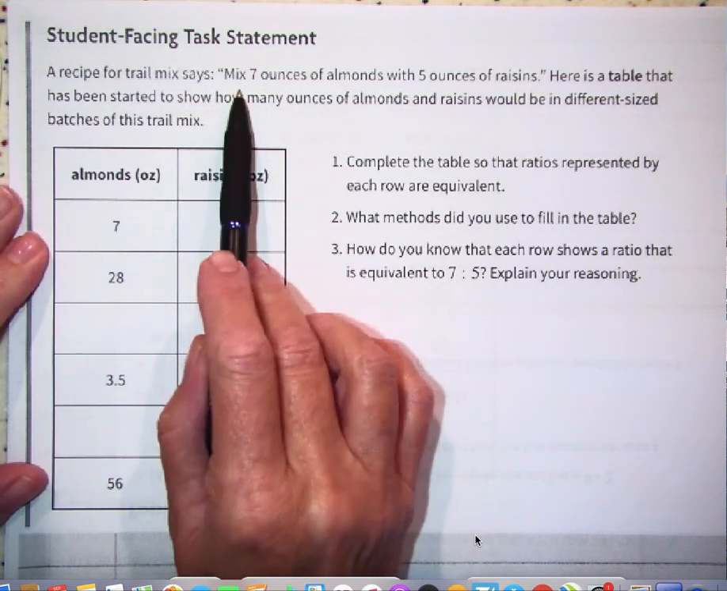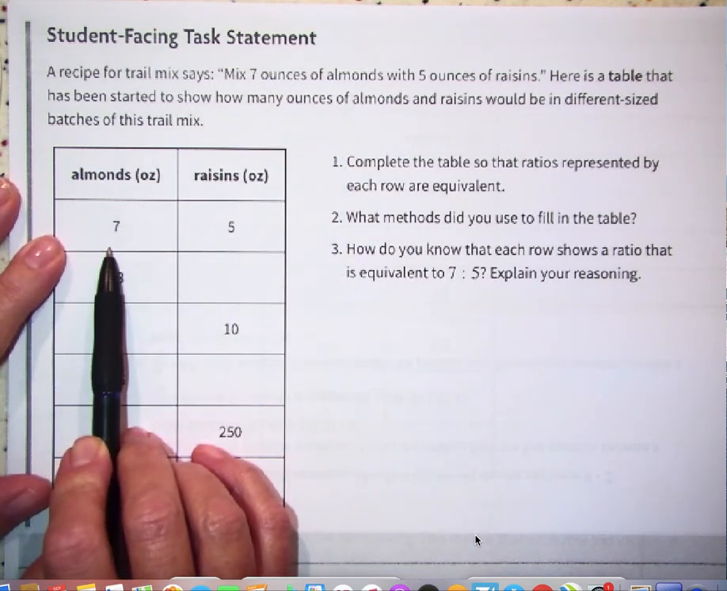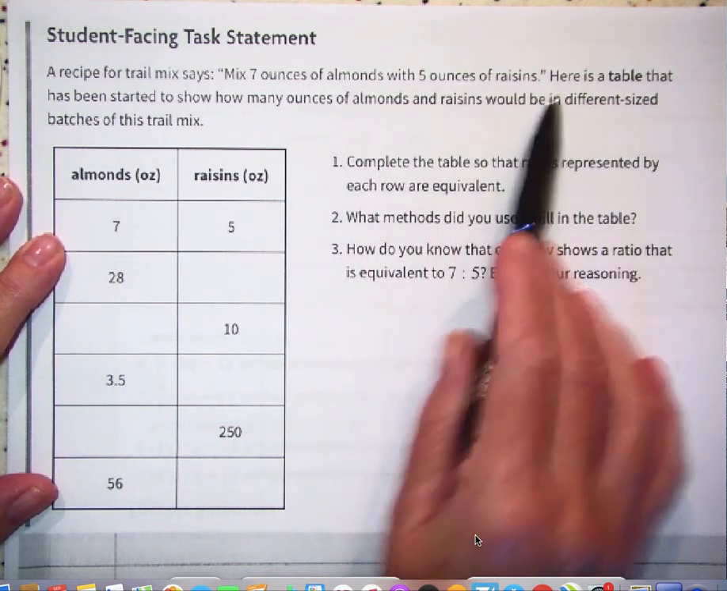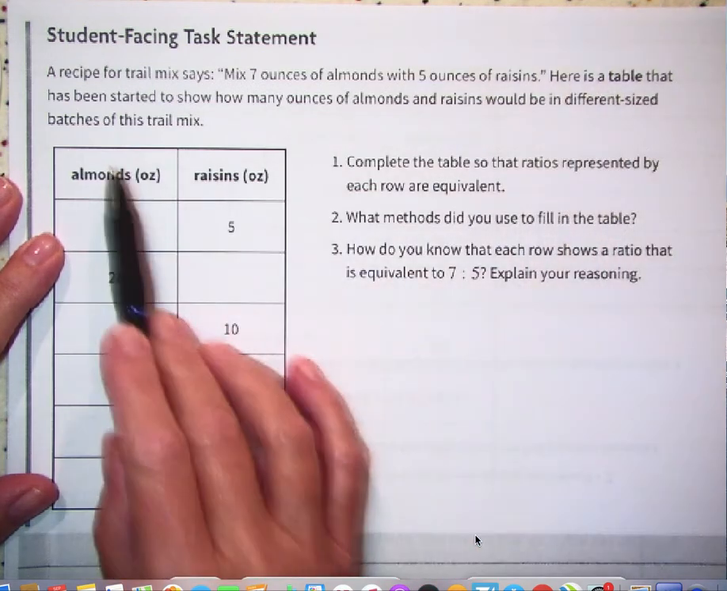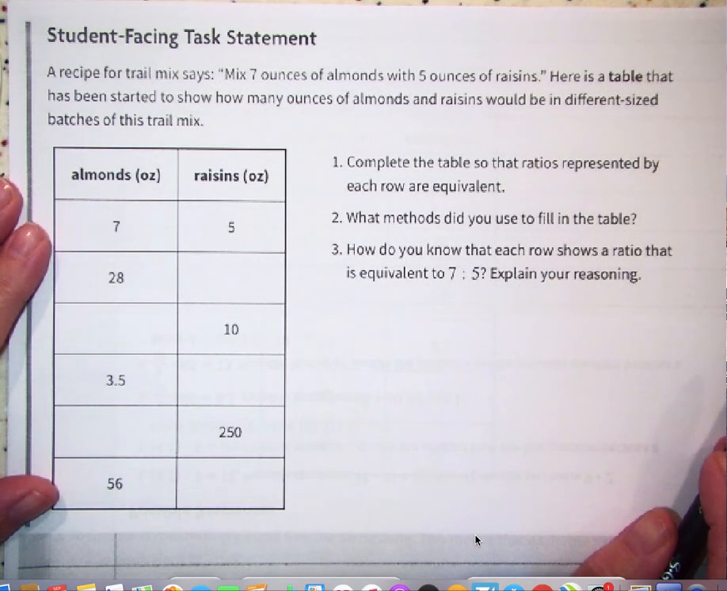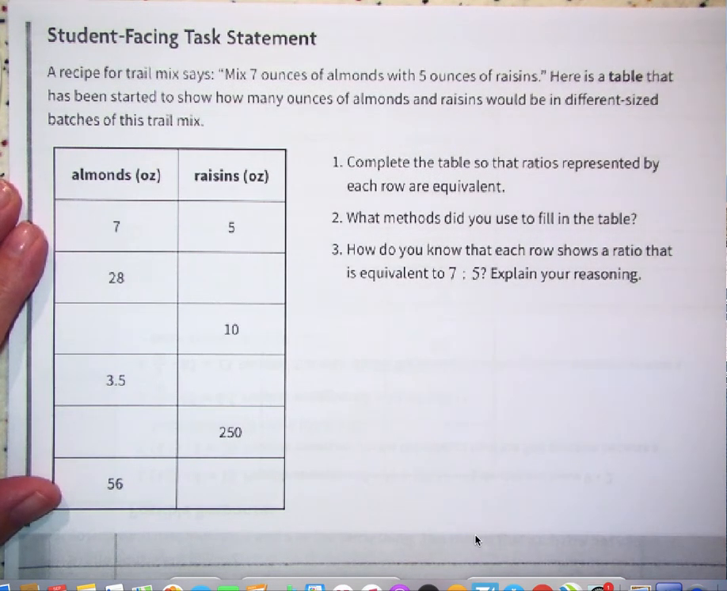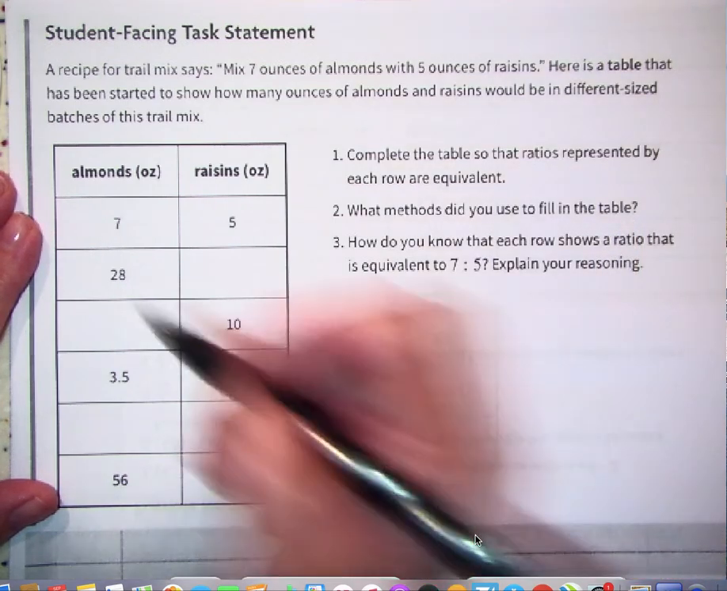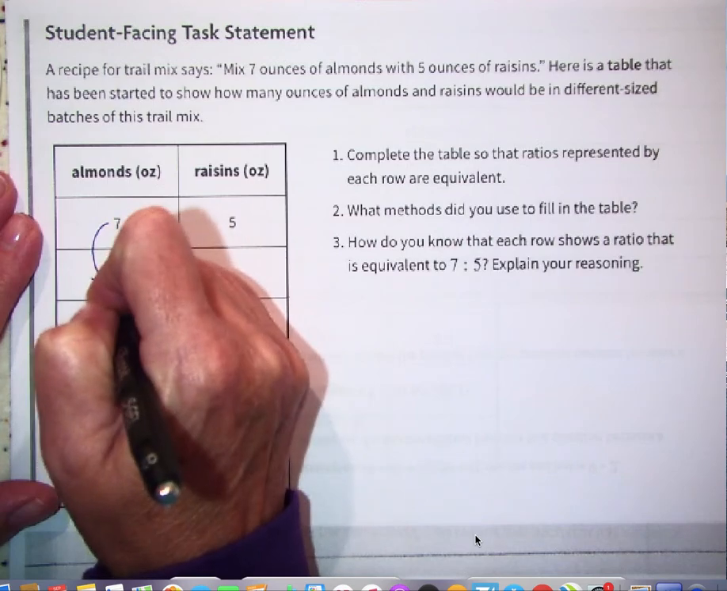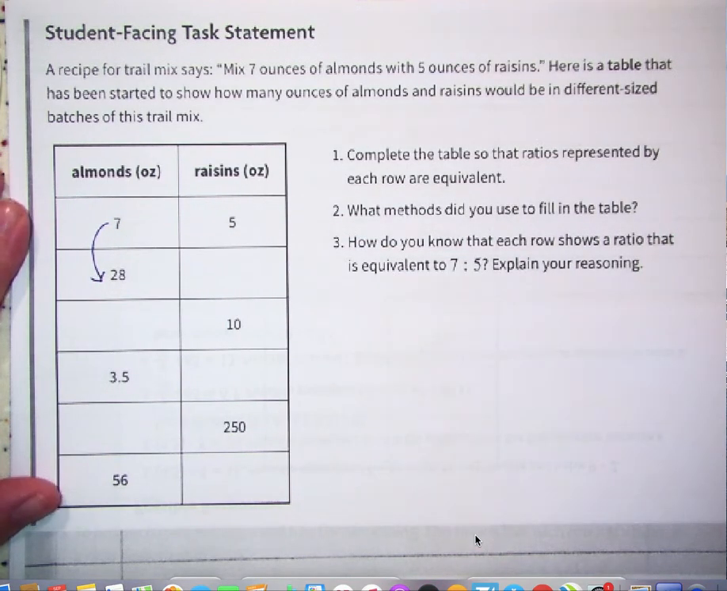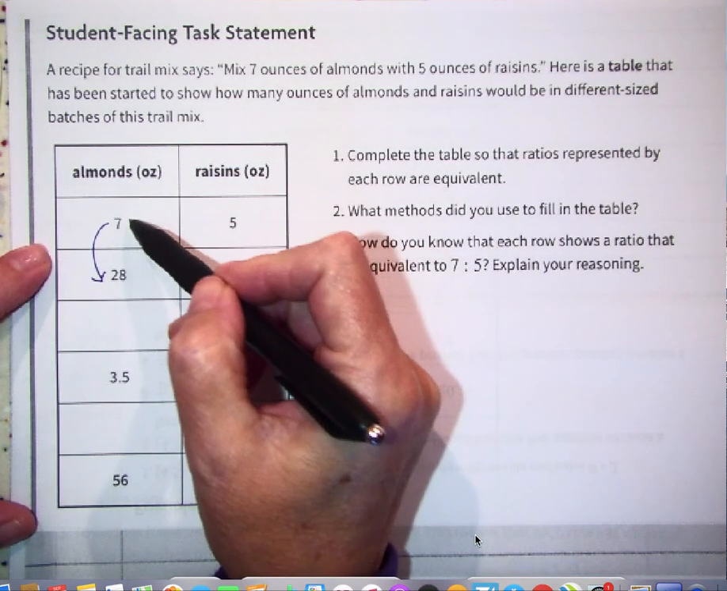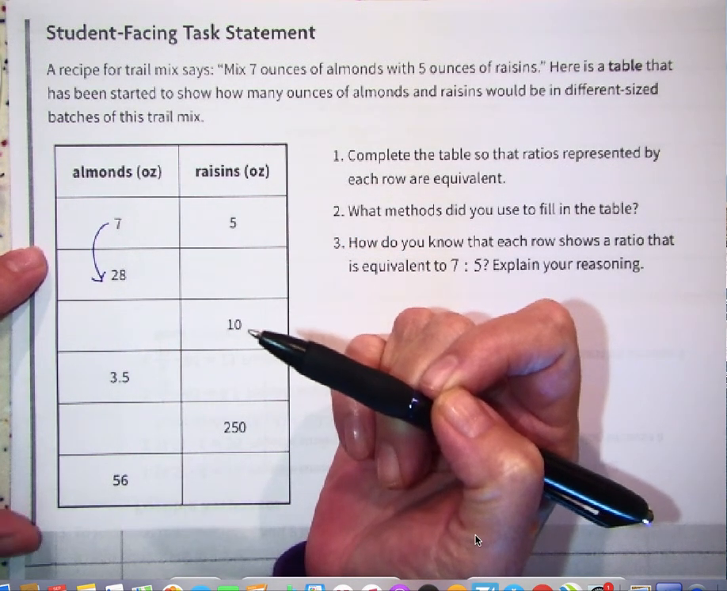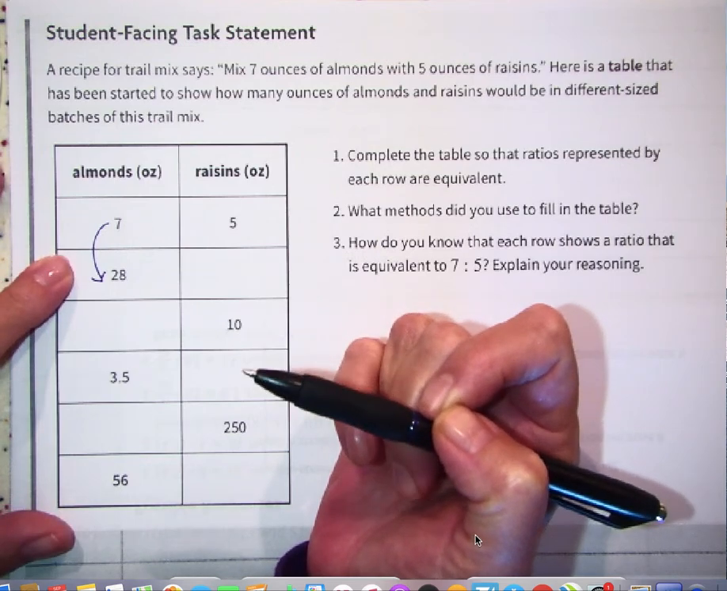We're mixing 7 ounces of almonds. We've got it indicated here. 5 ounces of raisins. Here is a table that has been started to show how many ounces of almonds and raisins would be in different size batches. Okay, so we want to complete the table. Okay, so how do you go from 7 to 28? Remember, we're scaling up or scaling down. And if I go from 7 to 28, I've got to multiply by 4, yes?